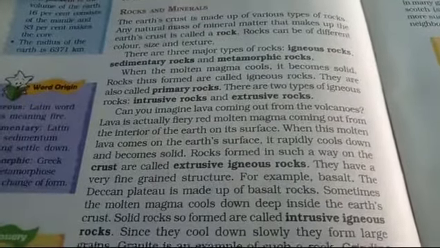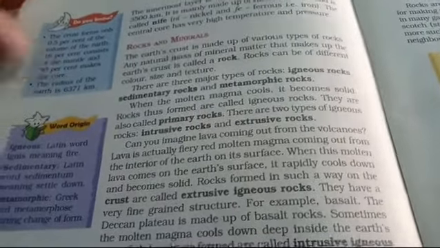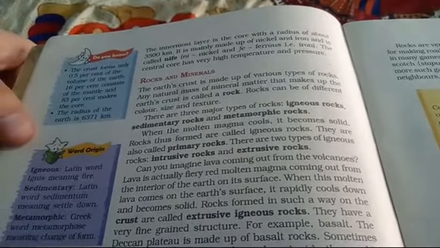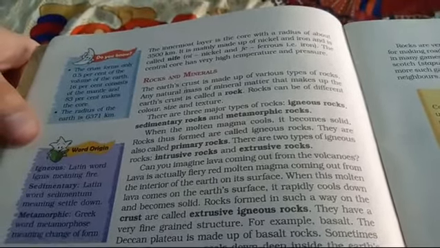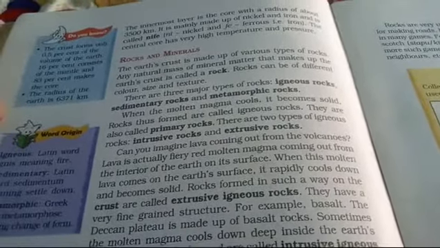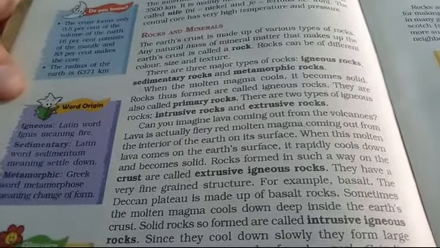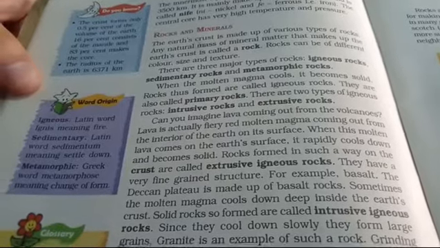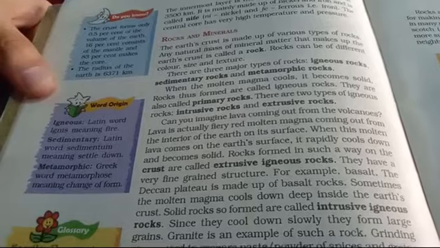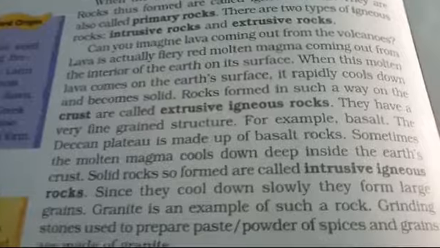and metamorphic rocks beta. Okay, so now what exactly is a rock? A rock is any natural mass of mineral matter that makes up the earth crust. Rocks are of three types: igneous rocks, sedimentary rocks, and metamorphic rocks. The igneous rocks are also called the primary rocks, and these are of two types: intrusive and extrusive rocks. Now we will discuss sedimentary rocks and metamorphic rocks. So let's start our video.